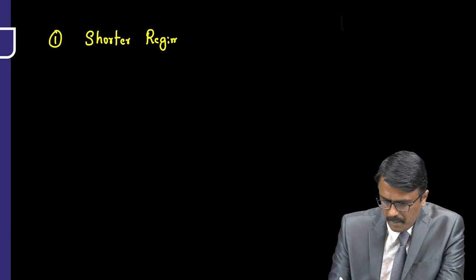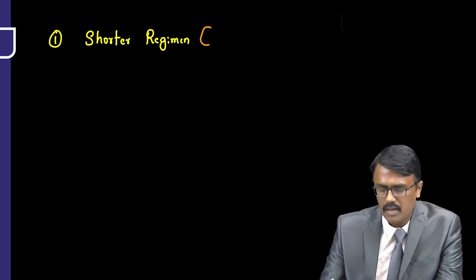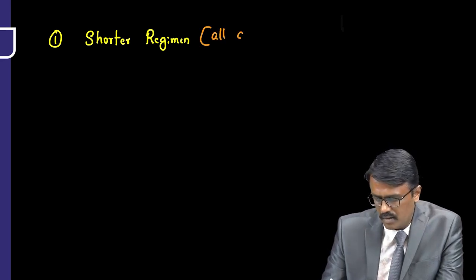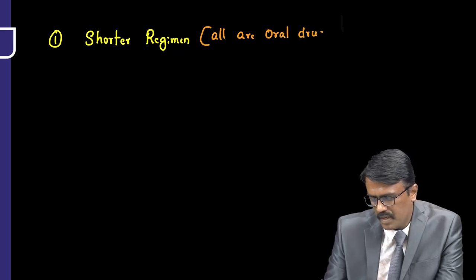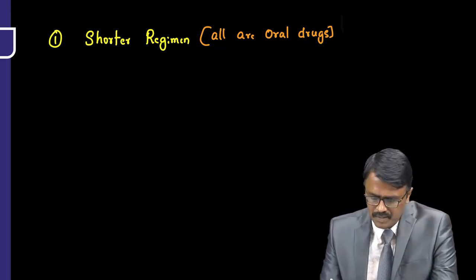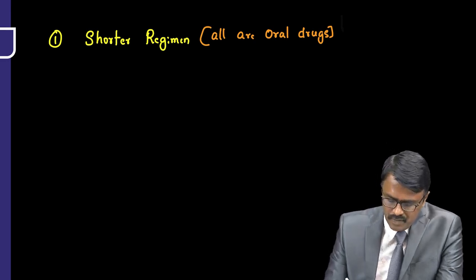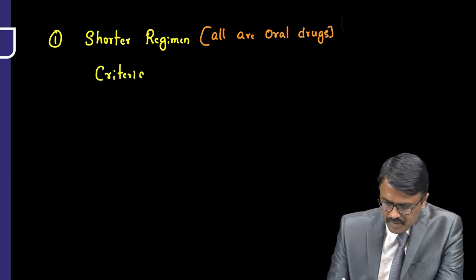Shorter regimen. Now in shorter regimen, all the drugs given are oral drugs. Point number 1: injections are not acceptable and they are not used. In shorter regimen, there are certain criteria. When do you use it? What are the criteria to start this?